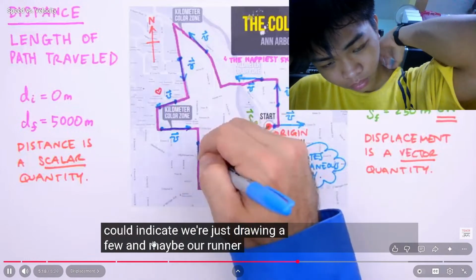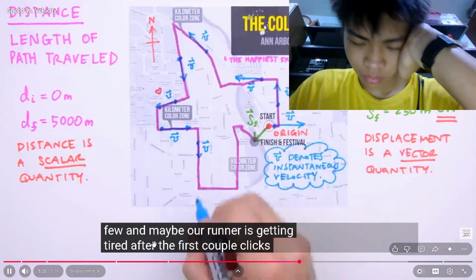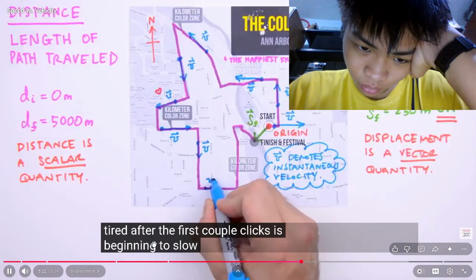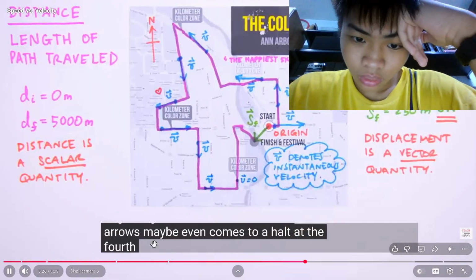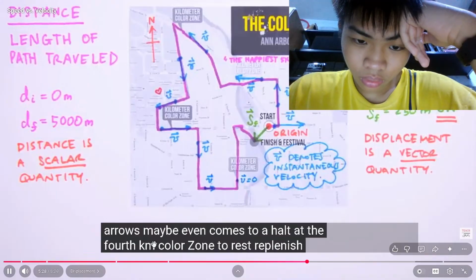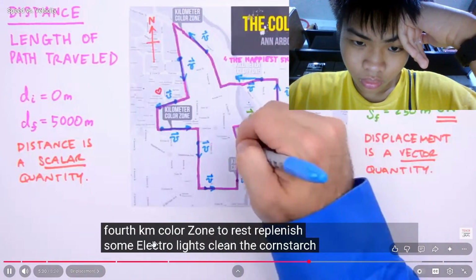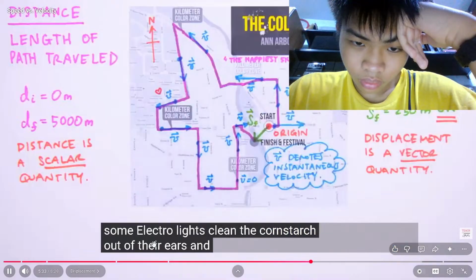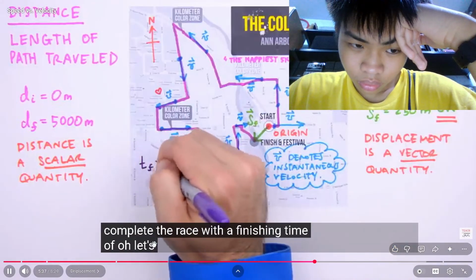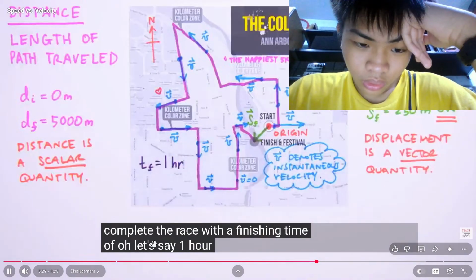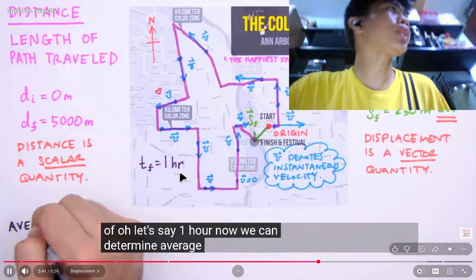And maybe our runner is getting tired after the first couple clicks, is beginning to slow, so shorter vector arrows. Maybe even comes to a halt at the 4th kilometer color zone to rest, replenish some electrolytes, clean the cornstarch out of their ears, and the runner goes on to complete the race with a finishing time of, let's say, 1 hour.